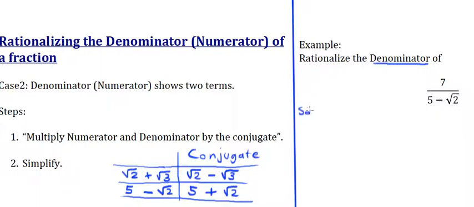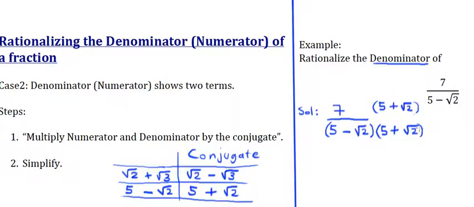Solution. I'm going to write here 7 over 5 minus square root of 2. To rationalize the denominator, we multiply both numerator and denominator by the conjugate of the denominator, because we are rationalizing the denominator. The conjugate of this, as we saw, is 5 plus the square root of 2. So we multiply top and bottom by 5 plus the square root of 2. Now step number 2, simplify, meaning just multiply this out.